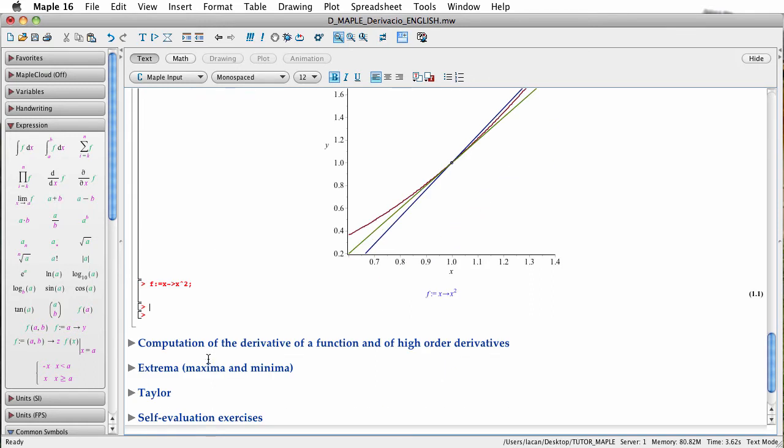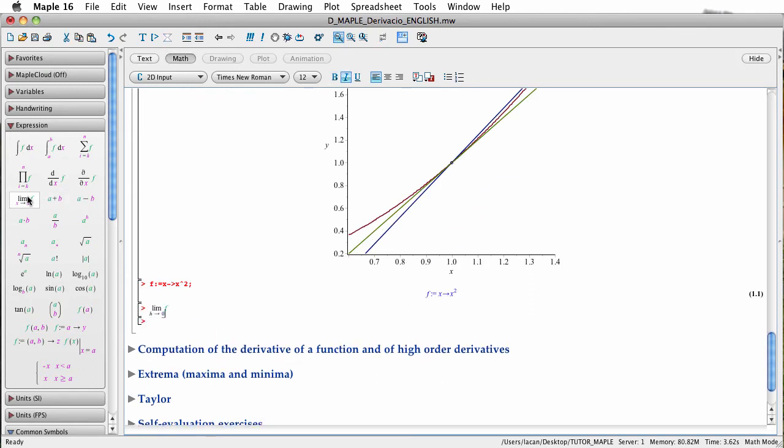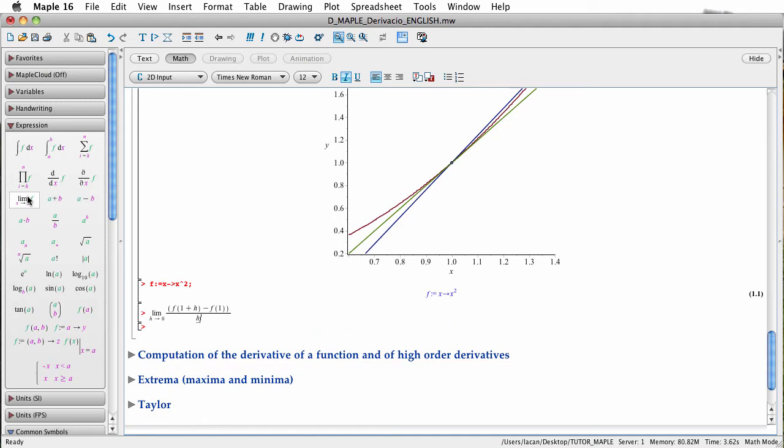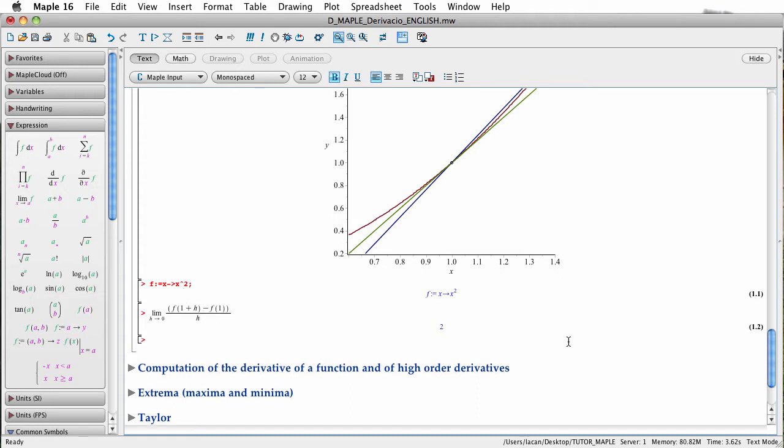and we now compute the limit. We are going to do it in Math2D. The limit as h tends to 0 of f of 1 plus h minus f of 1 divided by h. This is the definition of the derivative of the function x squared at the point 1. So if you do that, you get a 2.